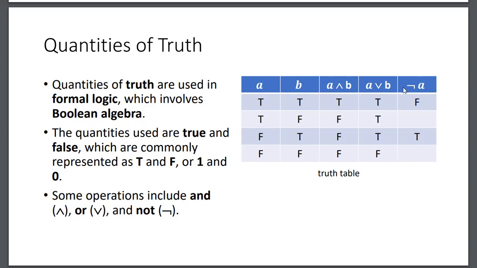Here's a truth table. For Boolean variables A and B, the possible combinations of their values are true-true, true-false, false-true, and false-false. A AND B results in true only if both A and B are true. Otherwise, it's false. A OR B is true as long as at least one of them is true, and only false when neither of them is true. NOT A reverses the truth value of A, so true becomes false and false becomes true.